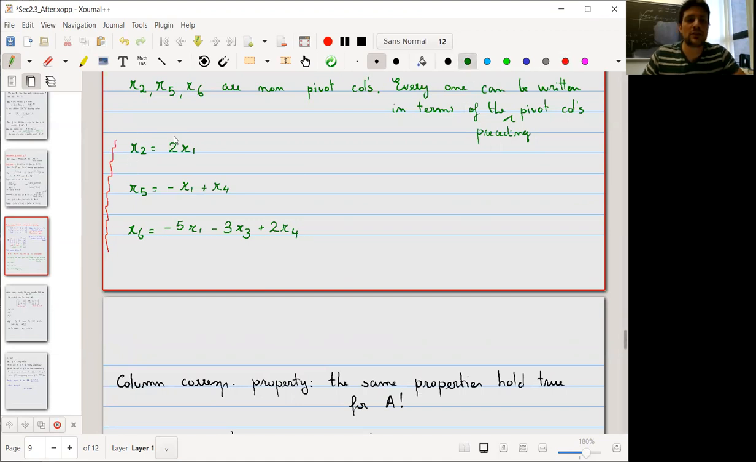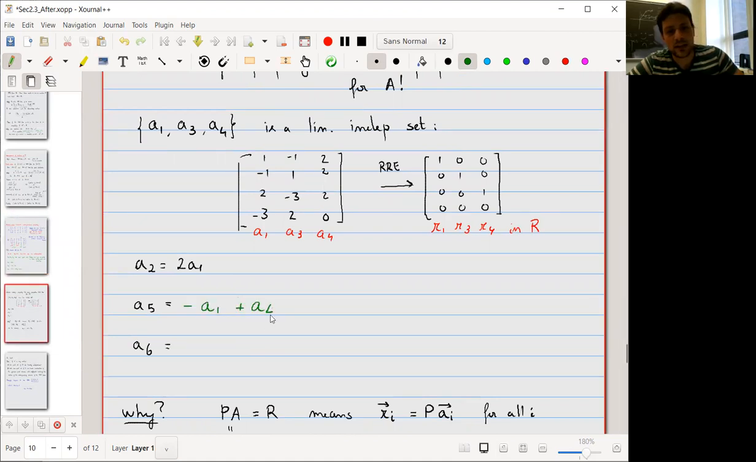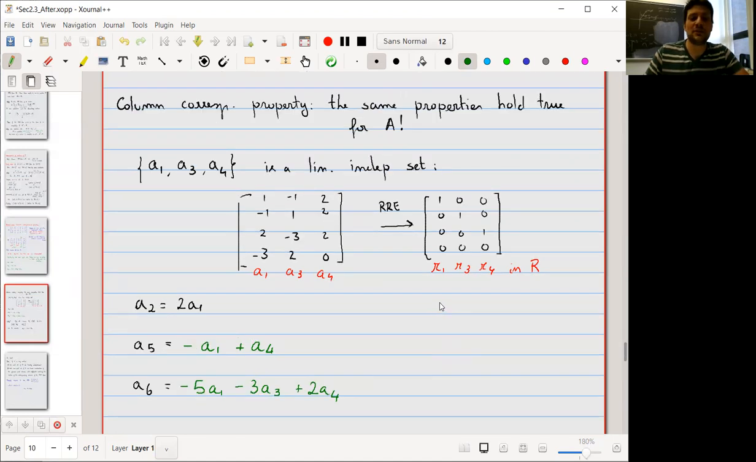So we saw that R2 is twice R1 and R5 is minus R1 plus R4. The same thing can be said about columns of A. This was minus 5A1 minus 3A3 plus 2A4. This is magical because it gives us relations on columns of A without even necessarily knowing what A is, as long as we know its row-reduced echelon form.